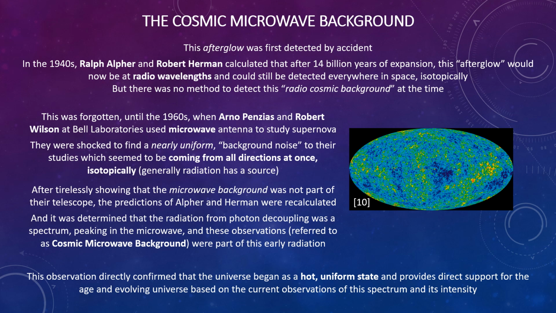And it turns out that this afterglow was detected by accident. In the 1940s, Ralph Alpher and Robert Herman calculated that after 14 billion years of expansion, this afterglow would now be at radio wavelengths and could be detected everywhere in space isotropically. But there was no method available at the time to detect this cosmic radio background.